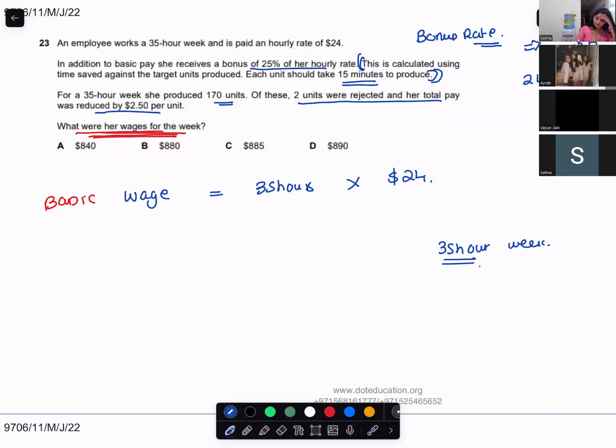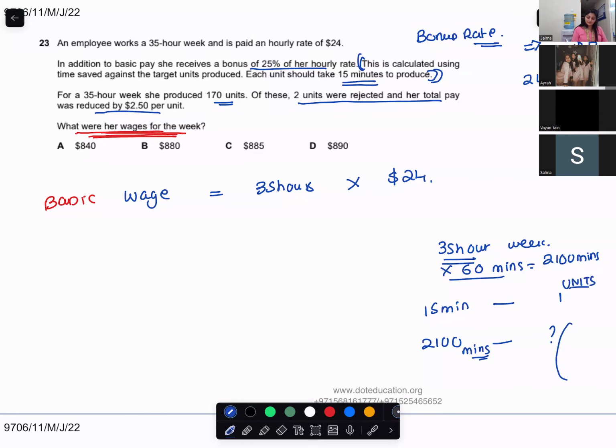In 1 hour, how many units can you produce? 4 units. Or you could say, in 15 minutes, how many units can you produce? 1 unit. So in your week, how many minutes do you have? 35 hours is 2,100 minutes. So in 2,100 minutes, how many units should you produce? 140 units.